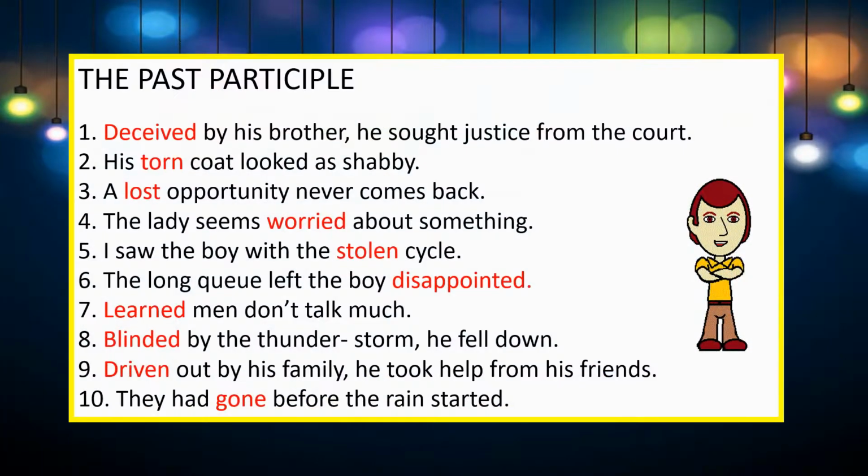Let's learn about the example of past participle. Deceived by his brother, he sought justice from the court. His torn coat looked shabby. A lost opportunity never comes back. The lady seems worried about something. I saw the boy with the stolen cycle.